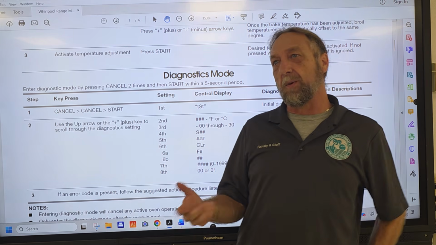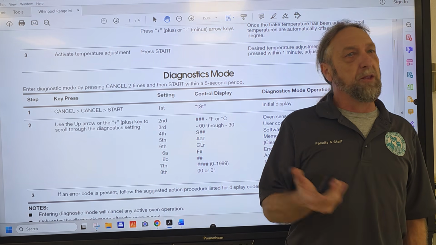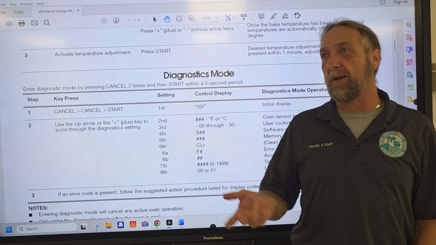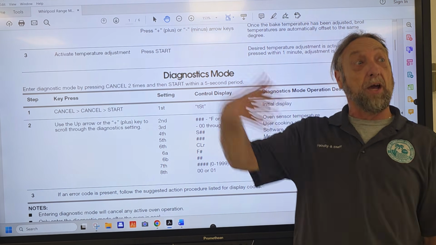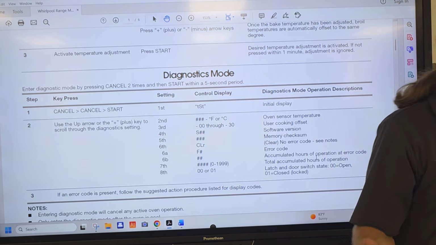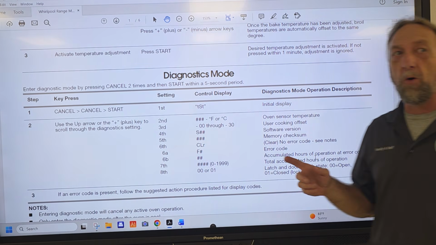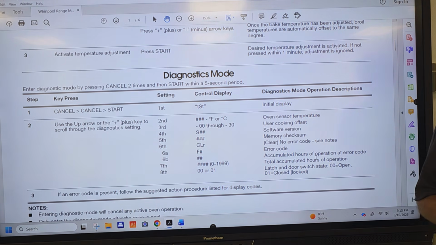Don't get into adjustment, especially you're charging a customer for a service call and you adjust it, and 30 days or 60 days later, they call you back and says it's off again. Now you gotta go back a second time, and then you gotta order the thermostat, and then you gotta go back and fix it. So that's not a good thing. Anyways, that's what the cooking offset is, and that's how we use it.